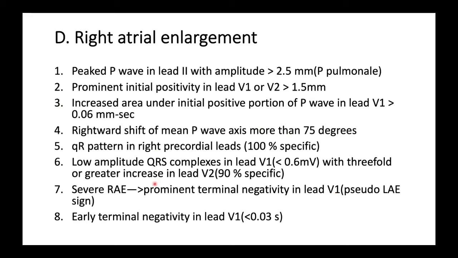Next is low amplitude QRS in lead V1. Suppose lead V1 has low amplitude QRS and there is a sudden increase in the QRS in lead V2. That is a threefold rise. Then it is very specific for right atrial enlargement. So if you see a pseudo left atrial enlargement sign like a prominent terminal negativity in lead V1 with a steep slope, but you see that the QRS voltage suddenly from 0.3 or 0.4 mm became 1 to 1.2 mm, it means it is very specific for right atrial enlargement. And finally, a terminal negativity in lead V1 is again a sign of right atrial enlargement. So if you remember at least 3 to 4 signs, it is more than enough for right atrial enlargement.